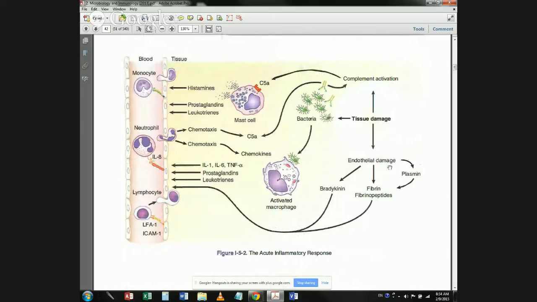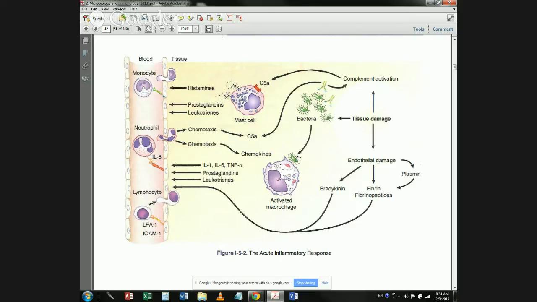This should be nice. Okay, so here we'll start in the blood. Or actually, let's start in the tissue damage, right? So there's a tissue damage. The bacteria has somehow entered your tissue. And so obviously, antibodies are binding to it, which will activate the complement and it will start to release C5a.